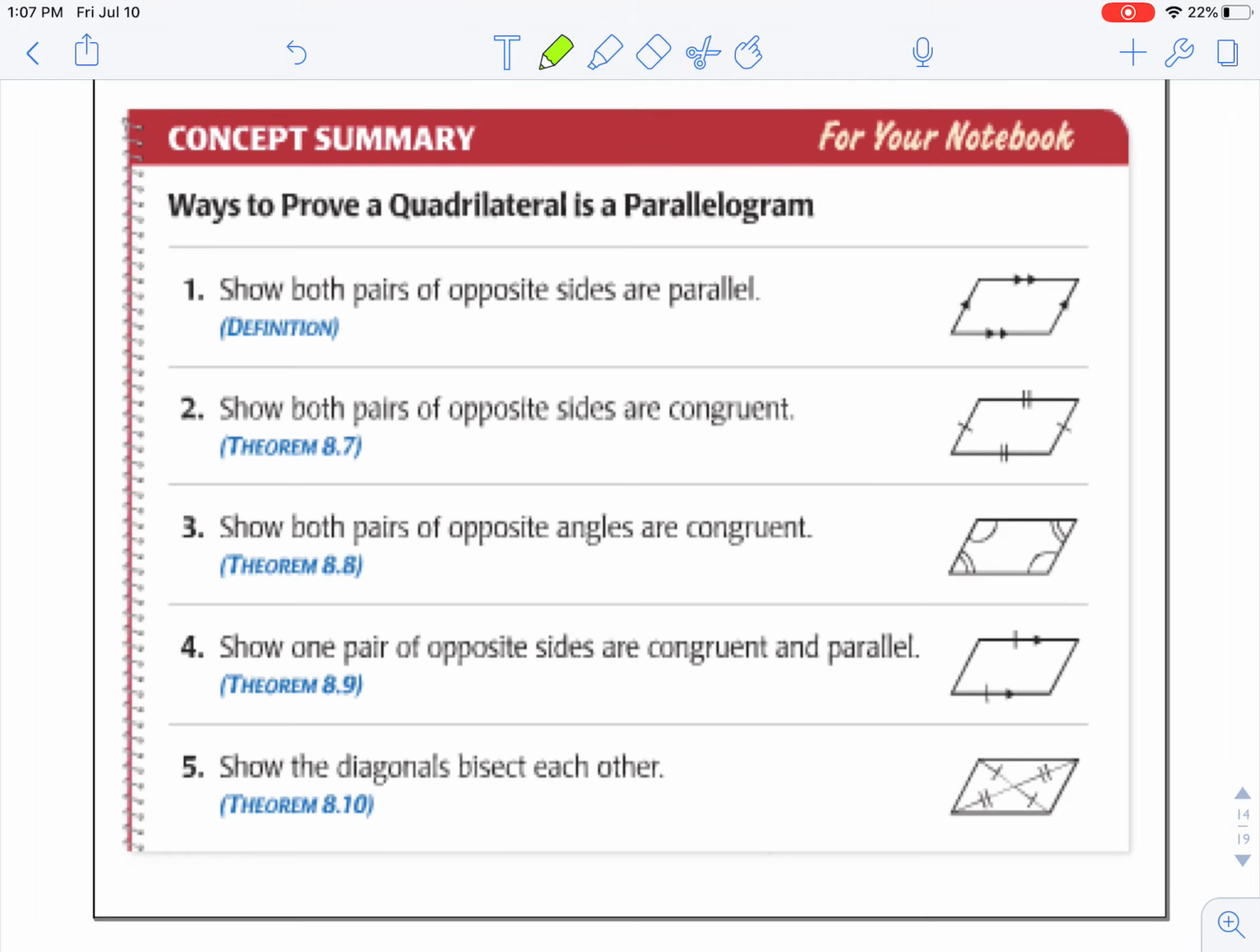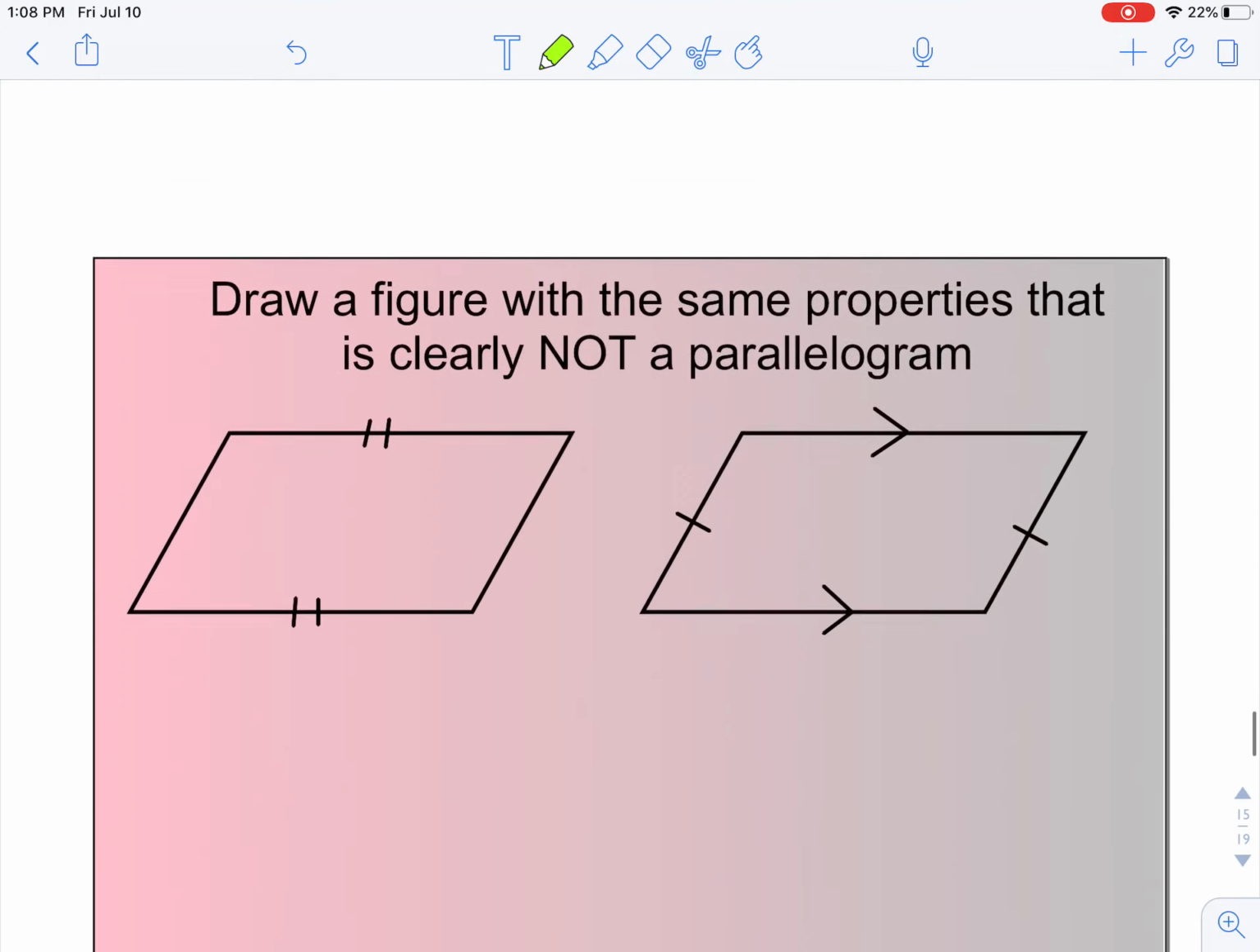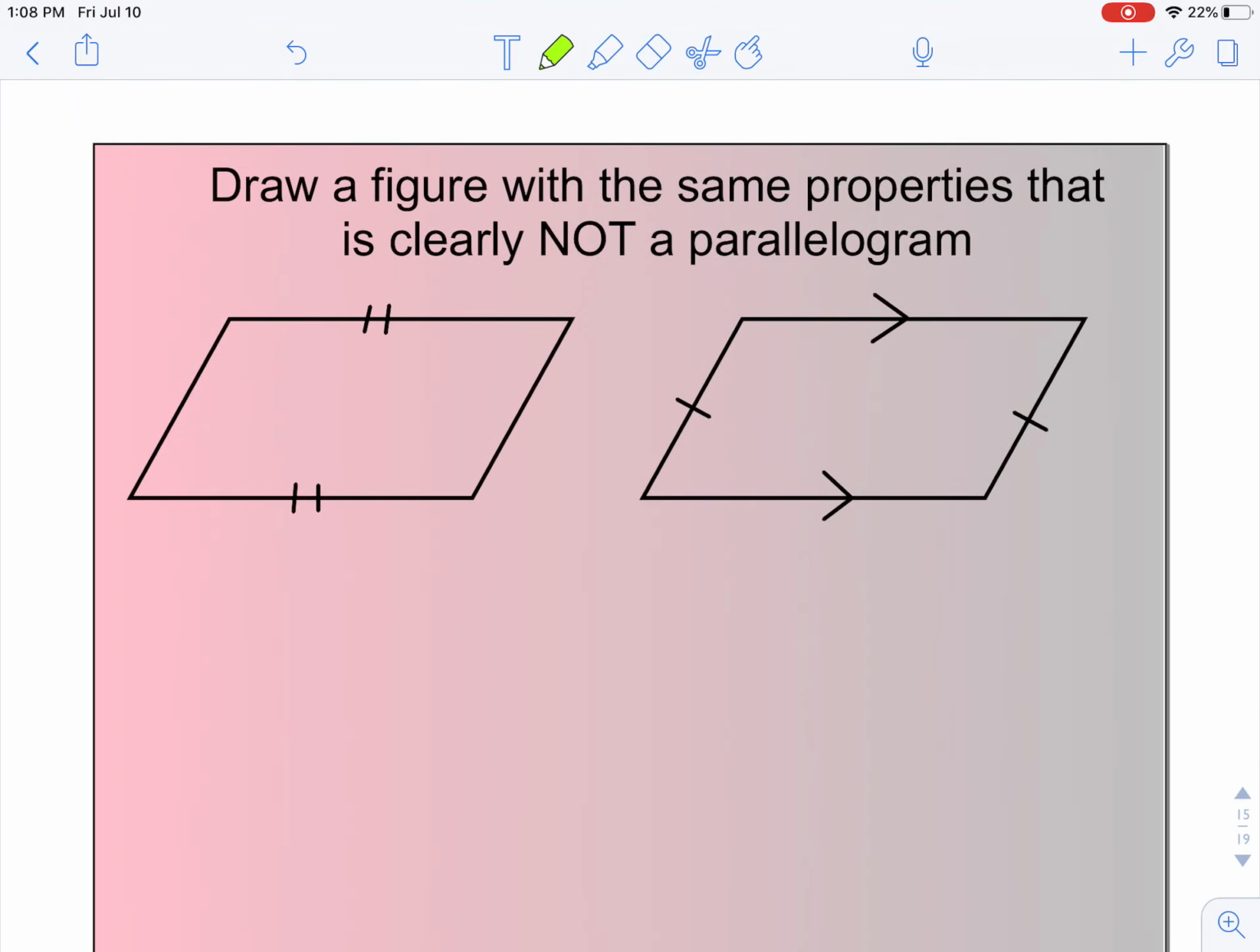So these are the ways that we can prove a quadrilateral is a parallelogram. We can show that both pairs of opposite sides are parallel. That's by definition. We can show both pairs of opposite sides are congruent. We can show both pairs of opposite angles are congruent. We can show one pair of opposite sides are both congruent and parallel, and we could show the diagonals are bisecting each other, and that would be an additional way that we could prove that quadrilateral is in fact a parallelogram.